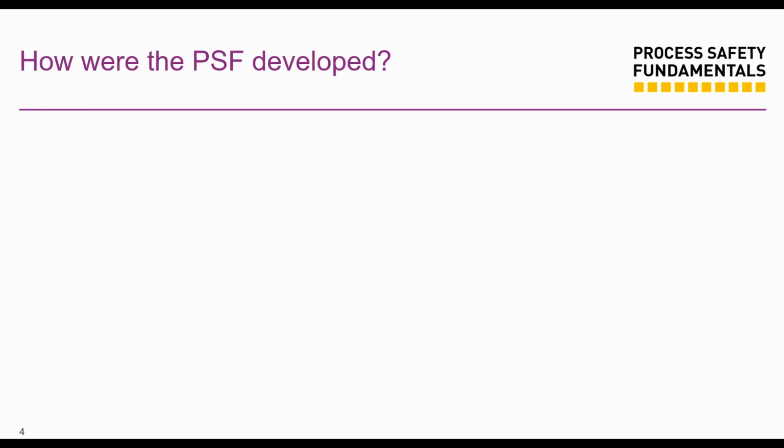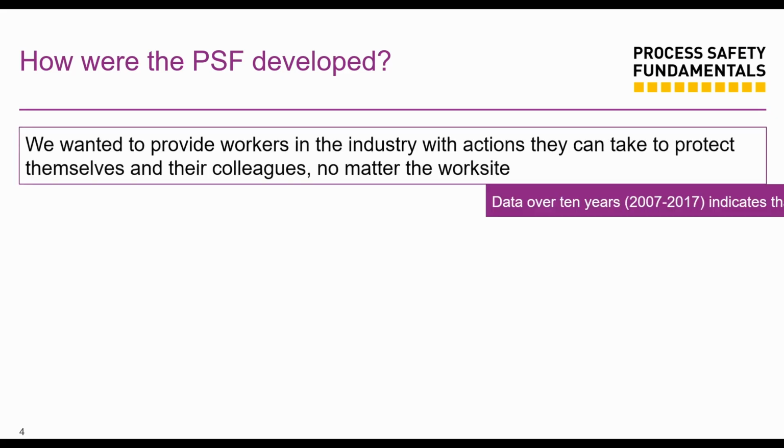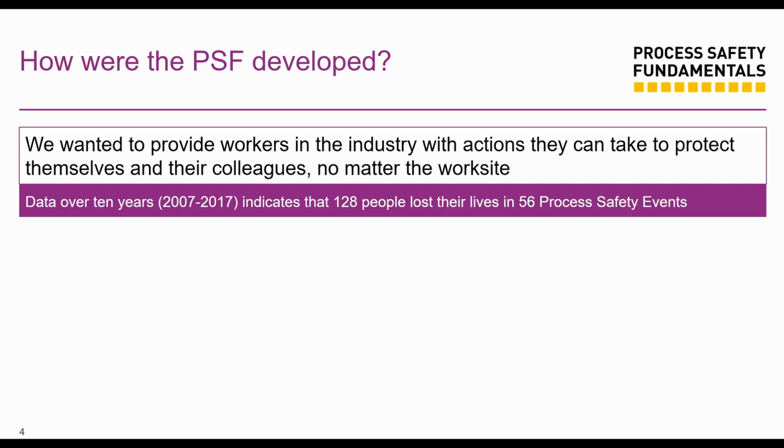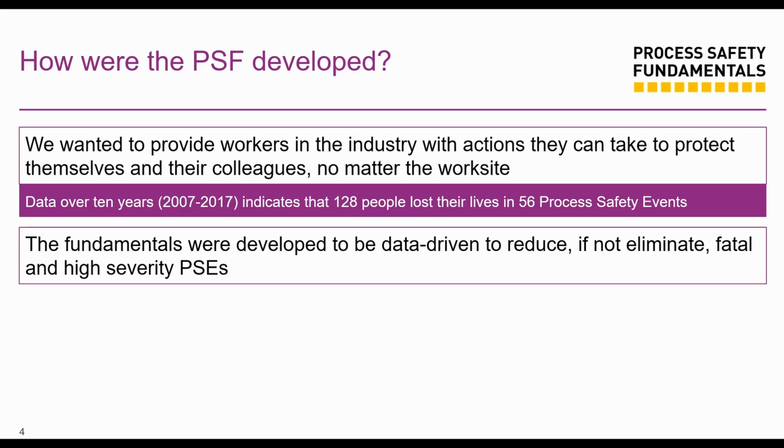So how were these process safety fundamentals developed? IOGP took a group of incidents that happened over 10 years, between 2007 and 2017, and actually went down to the root causes. What actually caused these incidents? There were 56 process safety events and 128 people lost their lives. And all the wisdom that was gained from those 56 events was distilled into these 10 rules, or these 10 fundamentals.